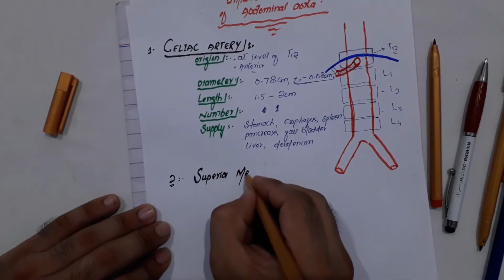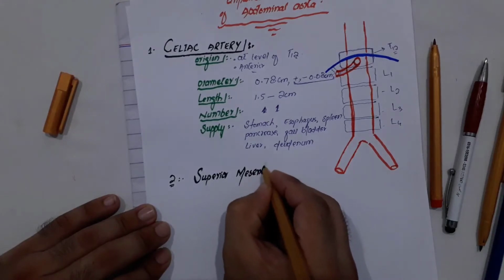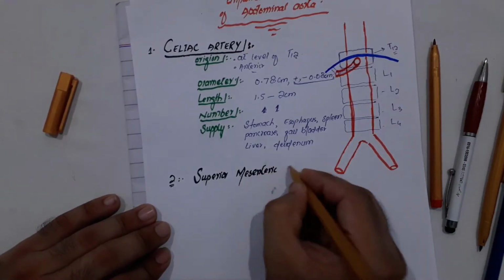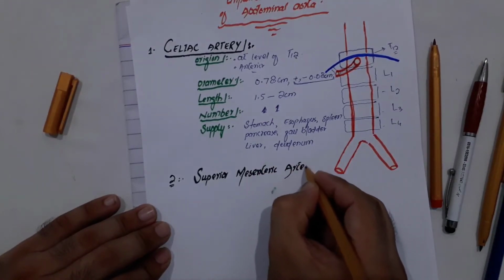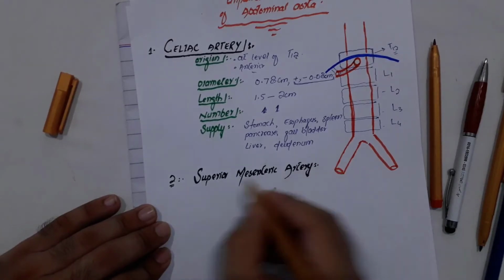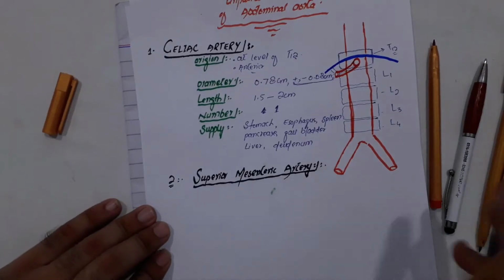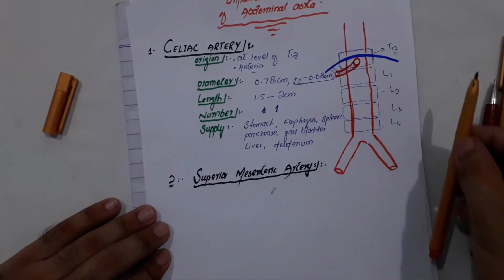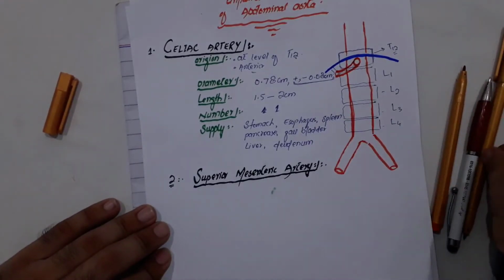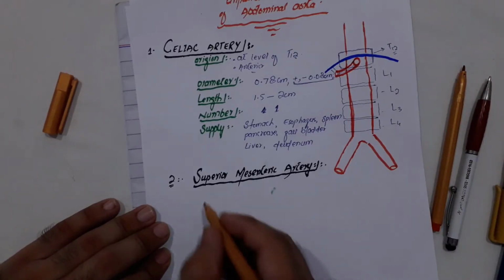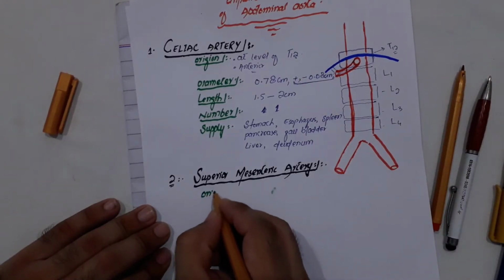Superior mesenteric artery. Okay friends, this is the next big branch, the next unpaired big branch which arises from the abdominal aorta, right? What is its origin point?